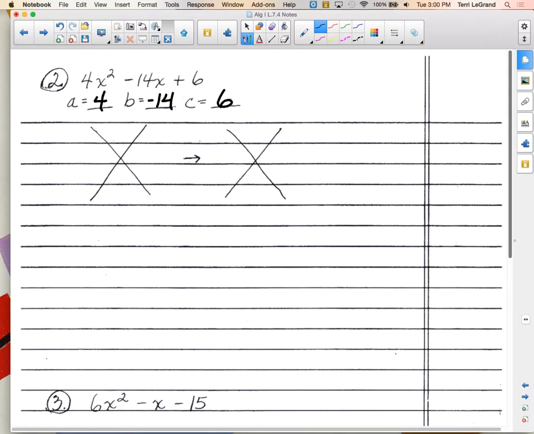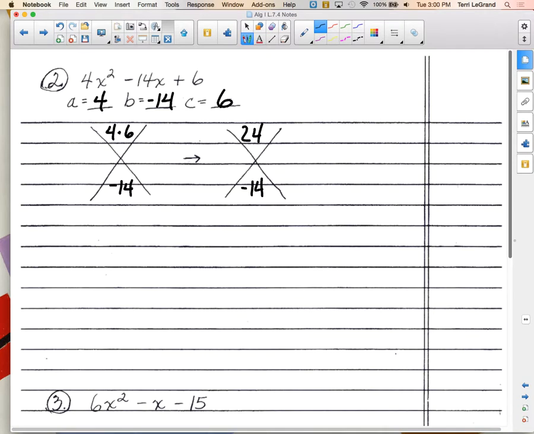What should we show that we're gonna do upstairs in our diamond? 4 times 6. And what goes down here? -14. 4 times 6 is what, class? 24.